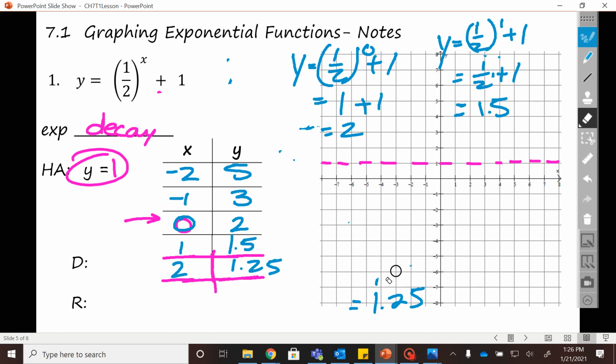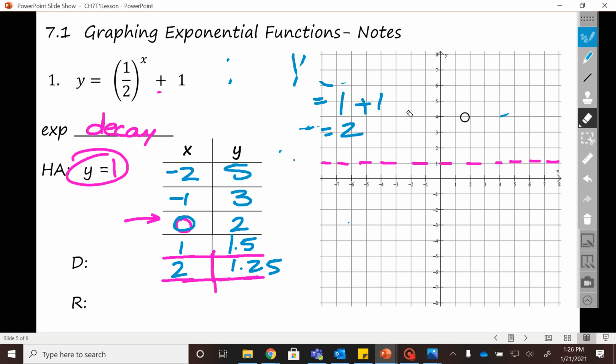All right, we will take all of these and we will graph them, put them on the coordinate plane so that we can create our graph. So -2, 5 right here, -1, 3, 0, 2, 1, 1.5, and 2, 1.25. So we can see, like we figured, it's a decay function, it's decreasing. Gets very close to 1 but doesn't cross it.